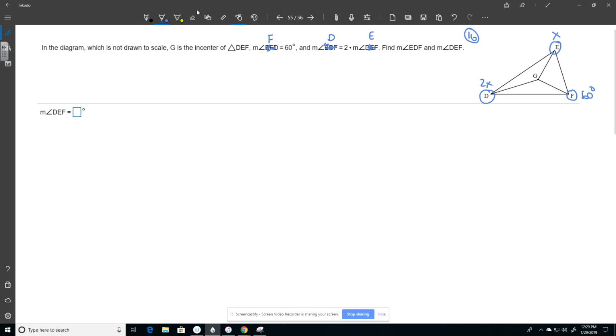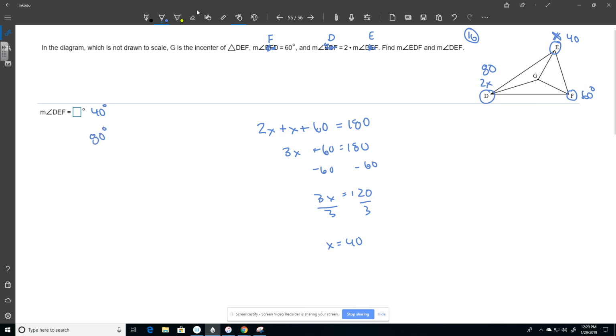And it wants me to figure out what these two angles are. Well, I know the angles of a triangle, if I add all three of those together, I get 180 degrees. 2x plus x is 3x, plus 60 equals 180. So if I subtract 60, 3x equals 120. And if I divide by 3, x equals 40. So this angle right here, angle DEF, this x, is 40 degrees. So DEF is 40 degrees. And since this one is double that, that angle is 80 degrees.